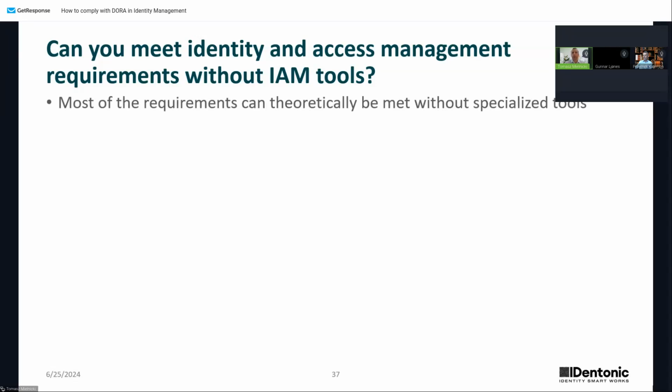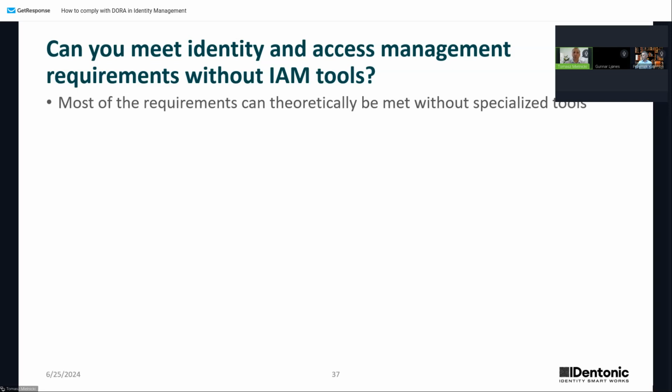Excuse me, Tomasz. There's a question. Sorry, there's a question from Arunas. Can you list suggested tool solutions to comply with DORA requirements on IAM? Yes, please. Yes, of course. So that's a very good question. I will comment on this while I'll be speaking with this maybe slide.